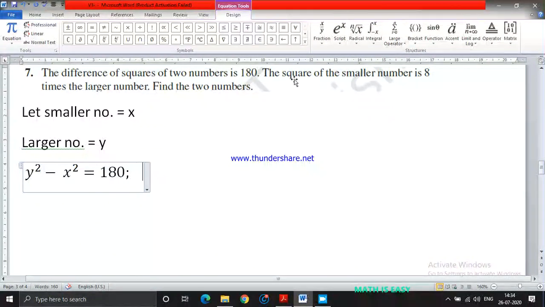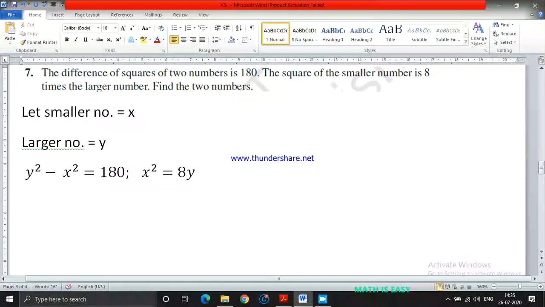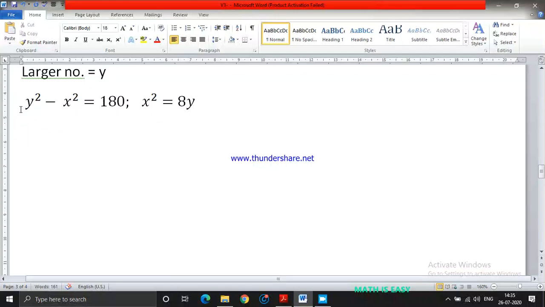What is the other condition here? The square of the smaller number is 8 times the larger number. The square of the smaller number is x square, equal to 8 times the larger number, 8 into y. So x square is 8y. That is condition number 2. The first condition is that the difference of the squares of the numbers is 180, and the square of the smaller number is 8 times the bigger number.